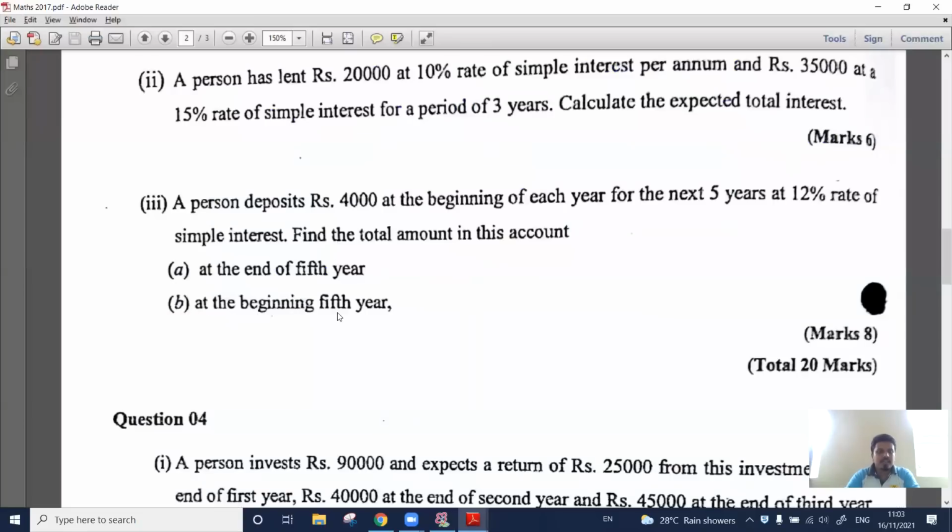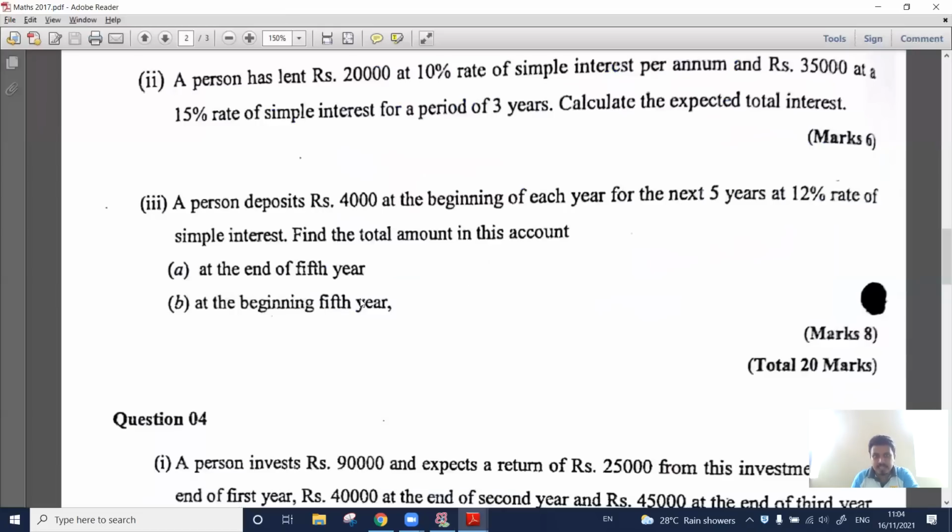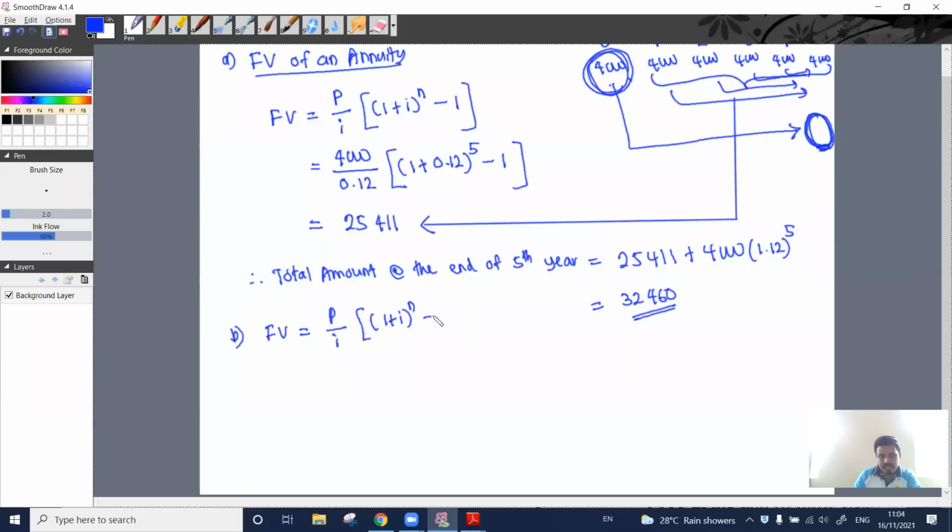And then part B, at the beginning of the 5th year. At the beginning of the 5th year means what? At the beginning of the 5th year means at the end of the 4th year. So 4,000 is the periodical payment. Rate is 12%. 1 plus 0.12 to the power n value should be 4 minus 1 equals what?